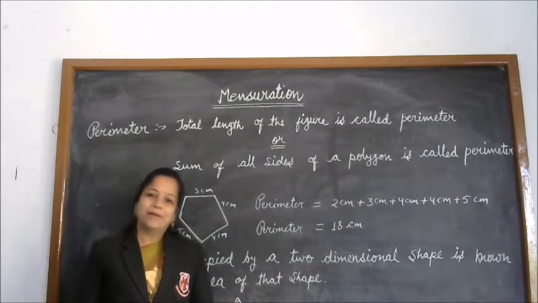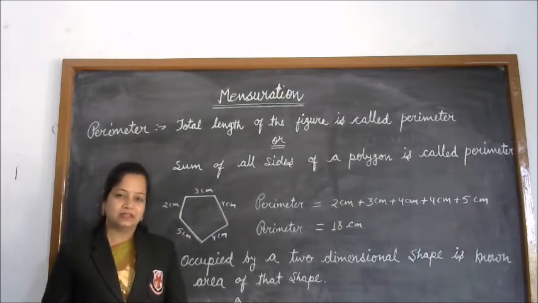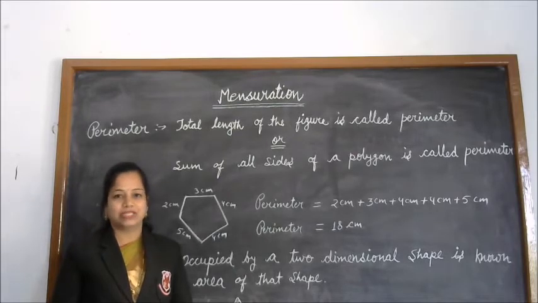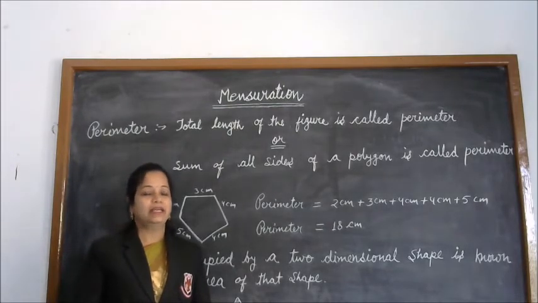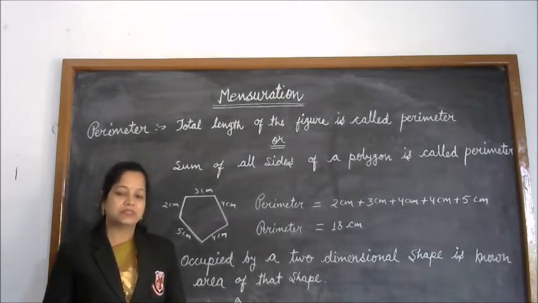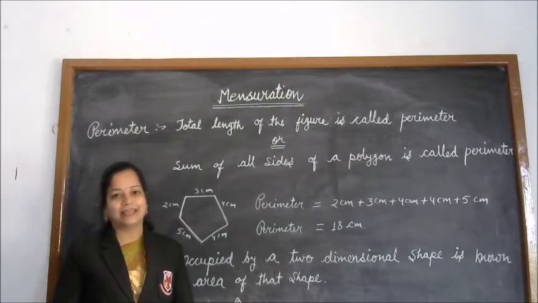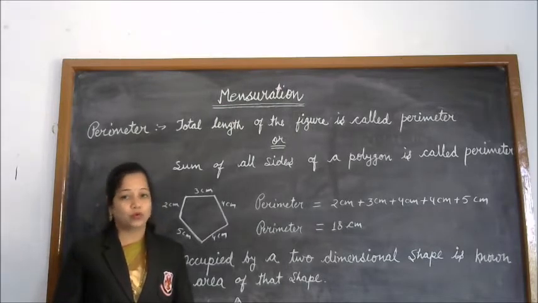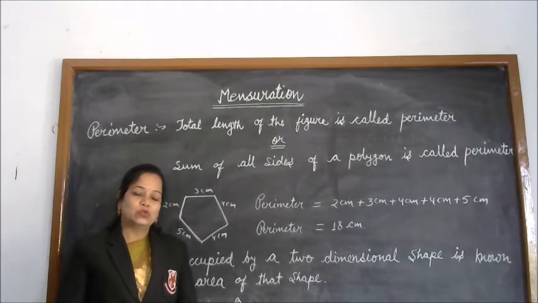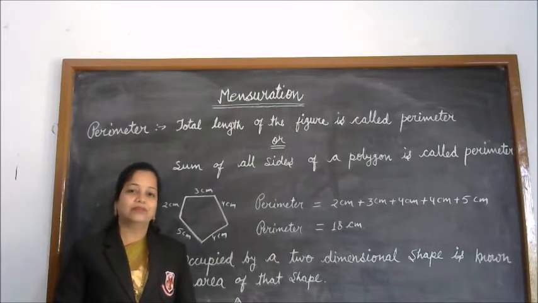Mensuration. Mensuration means measuring some length, breadth, height of an object or a shape, or calculating perimeter, area or volume of different shapes like triangle, rectangle, square, parallelogram, rhombus, pentagon, hexagon, etc. So students, in this chapter we will learn how to calculate perimeter and area of different two-dimensional shapes.